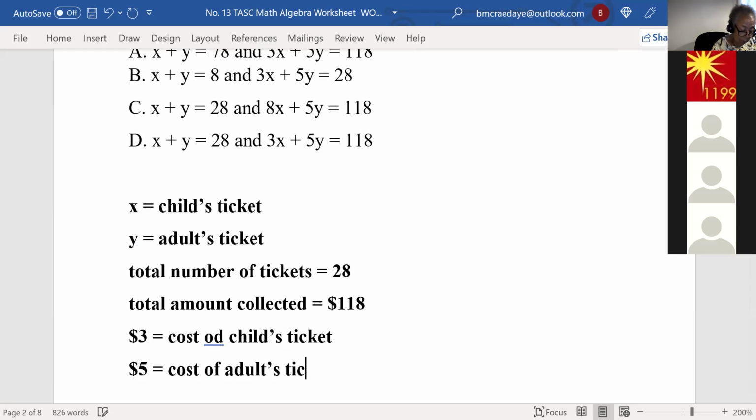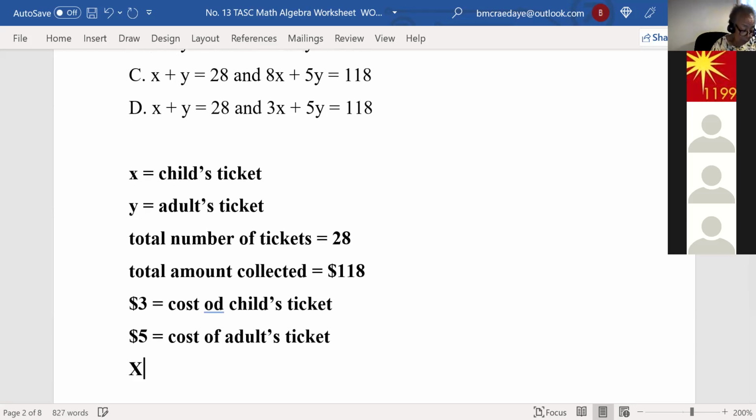So this is everything they gave us in the problem. So now the number of child's tickets plus the number of adult tickets is going to be equal to that 28, right? That means X plus Y equal 28. So we know that X plus Y.